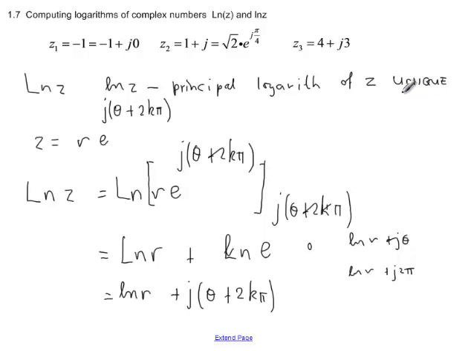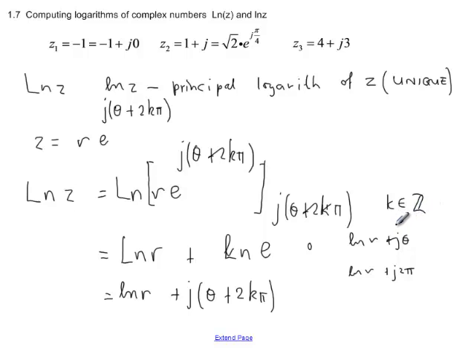What do I mean by unique? I'm saying there's only one principal logarithm of z. But if I just talk of the logarithm of z, there are infinite numbers, as you run k across the integers. Is that understood?